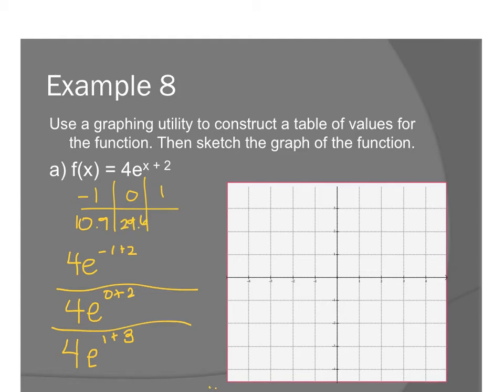And then 4e to the fourth, and I get... This should be 2, so it's 4e to the third, which is 80.3. And then I'll adjust the y-axis, so let's make it like 20, 40, 60, 80. So -1 and 10.9 would be about here. 0 and 29.6 about here. And 1 and 80.3 about there.